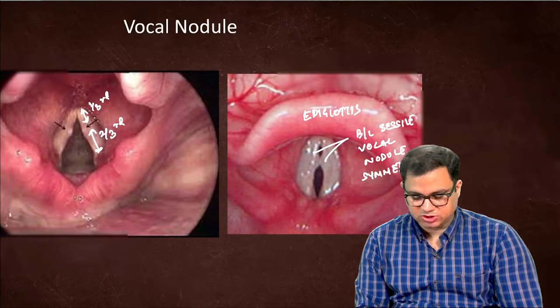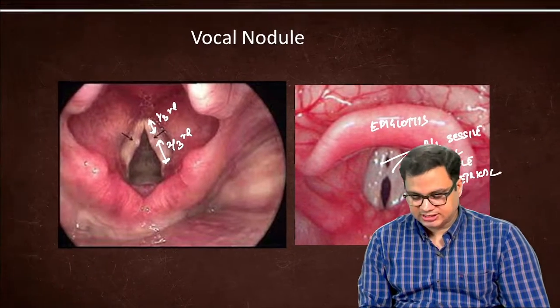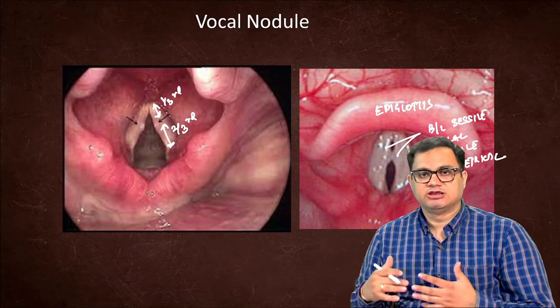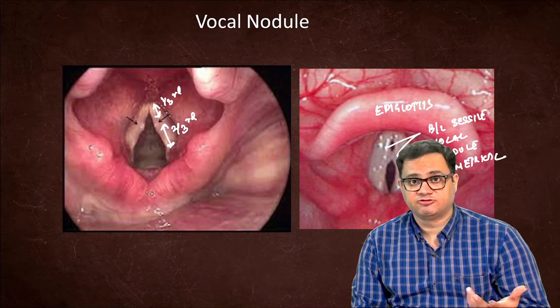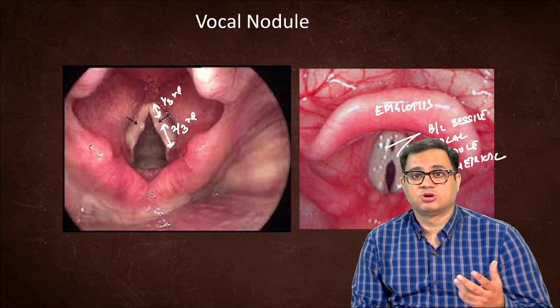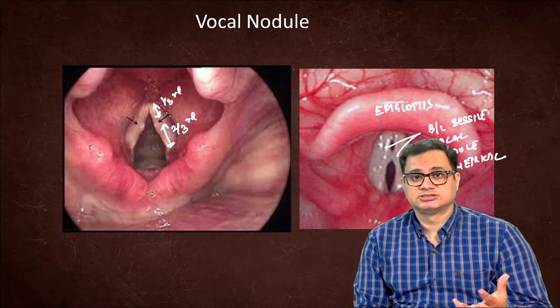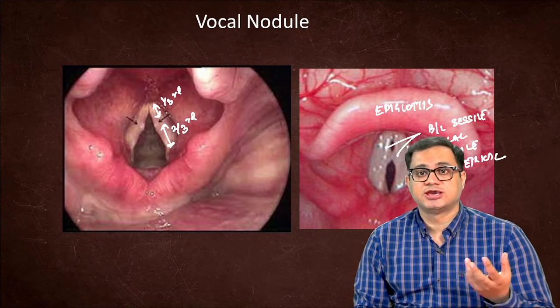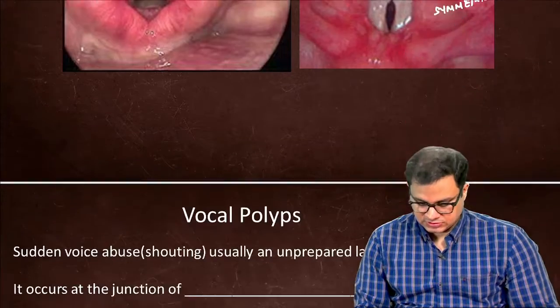So, what is the treatment of vocal nodule? If they are present in the early phase, then you go for speech therapy. If they present when they are formed and mature, you can go for microlaryngeal surgery. Microlaryngeal surgery is performed under the microscope. That's why it is known as microlaryngeal surgery.